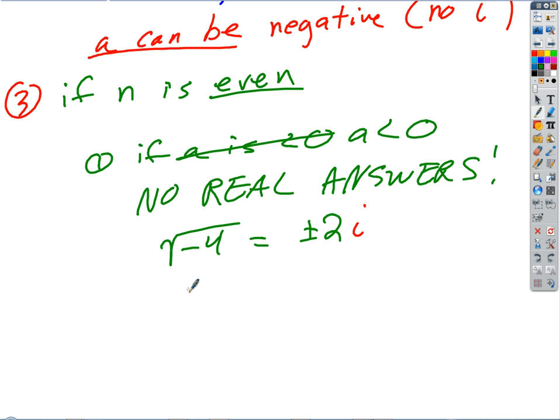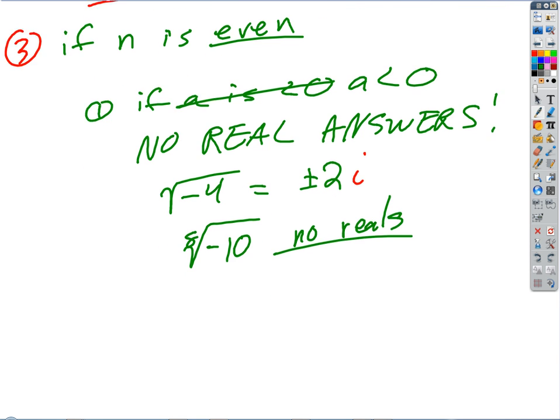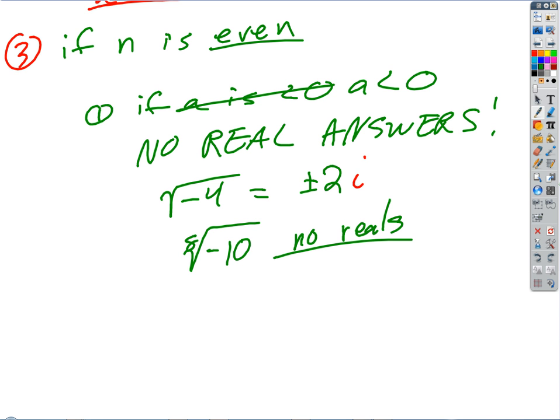If I try to take the 8th root, that's an even number. The 8th root of -10 has no reals. We're going to get i's there. It's a little more complicated, but we won't even bother with them. We know we're going to get imaginary answers, and we don't want those. We're going to focus only on real answers in chapter 7. So if n is even, first of all, a can't be less than 0.